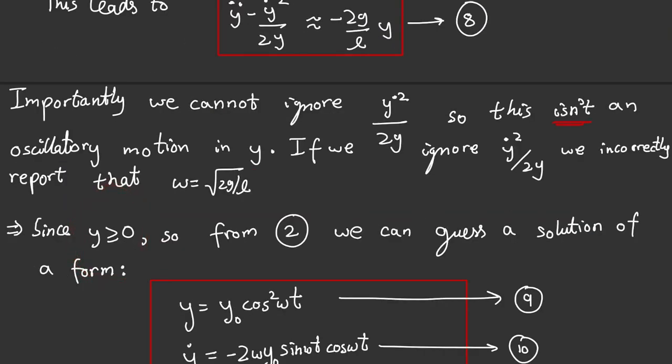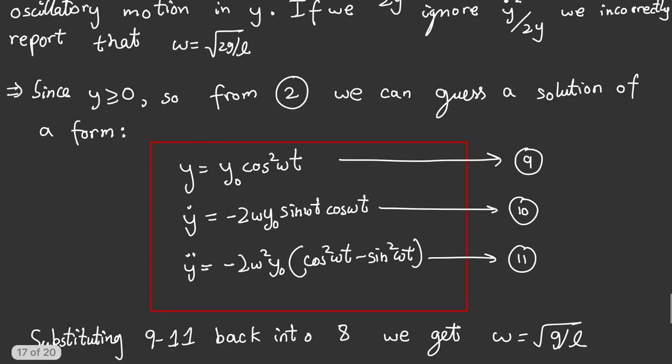Since y is always greater than or equal to 0, I'm guessing a solution of the form y naught cos square omega t. And now I differentiate this. I get y dot is minus 2 omega y naught sin omega t cos omega t, and y double dot you get minus 2 omega square y naught times cos square omega t minus sin square omega t. So I am essentially trying to find out y naught and omega.